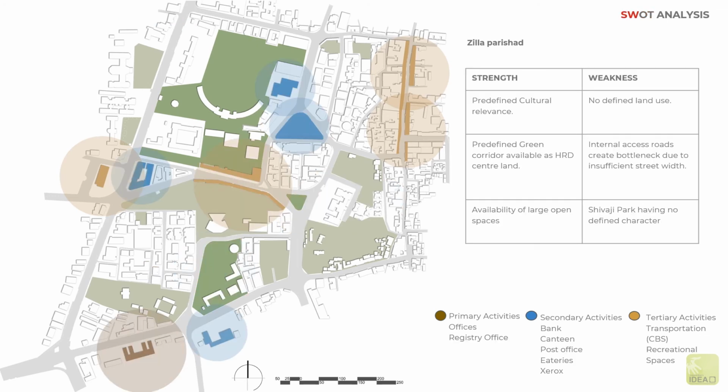The Zilla Parishad establishes a predefined cultural relevance and a green corridor which is available as the HRD center land. Availability of large open spaces is distinctive throughout the area. Weaknesses are: there is no defined land use. Internal access roads create bottlenecks due to insufficient street width. Shivaji Park does not have a defined character.